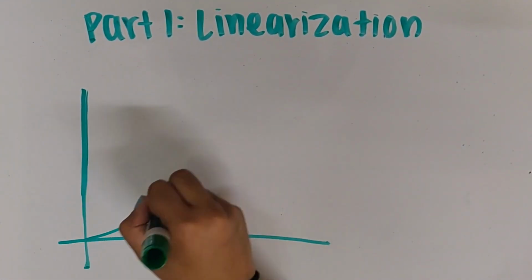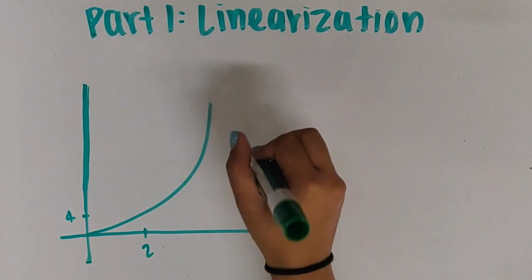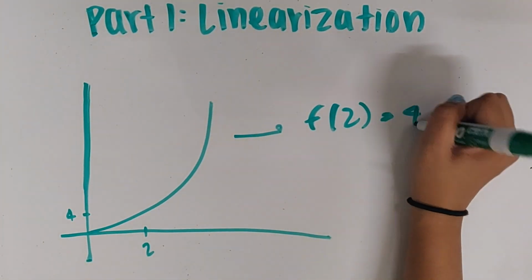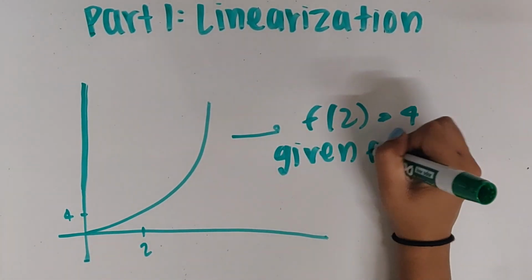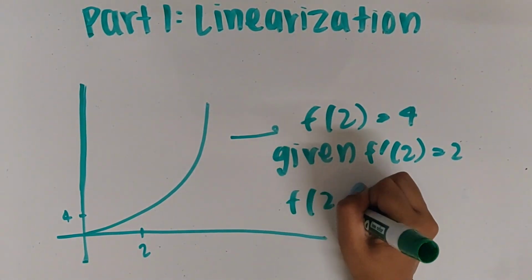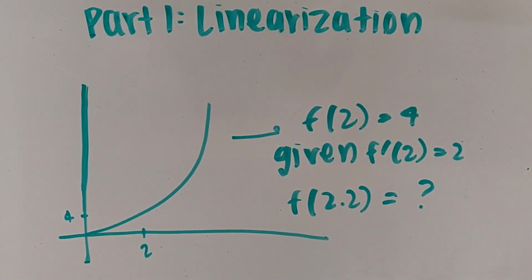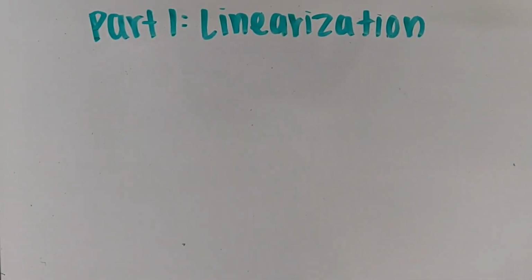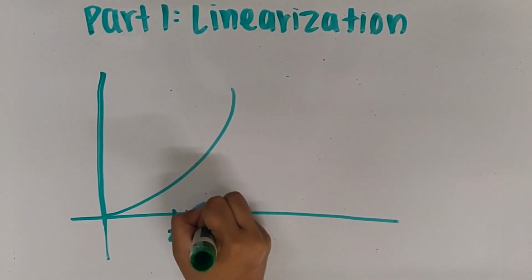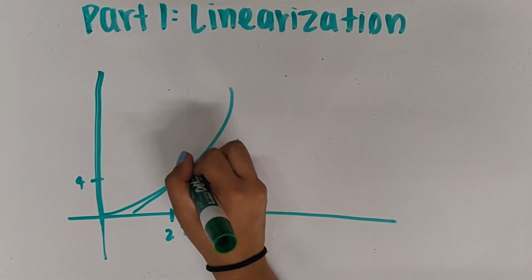Let's say that we have a parabola with the known point (2, 4), and the slope of 2 when x equals 2. We, however, want to know what f of 2.2 is. To do this, we can approximate using linearization. Linearization uses the tangent line of a point to approximate the value of another point.